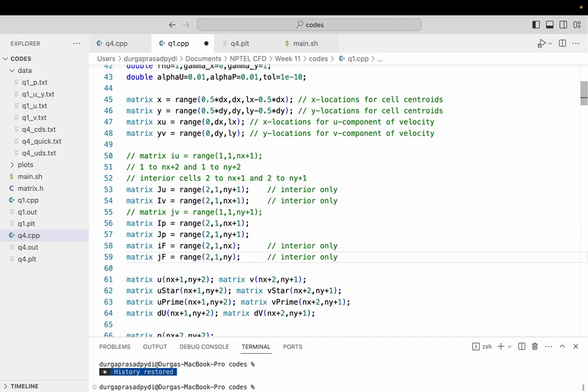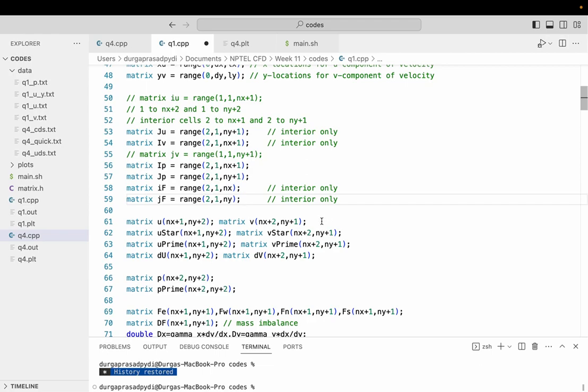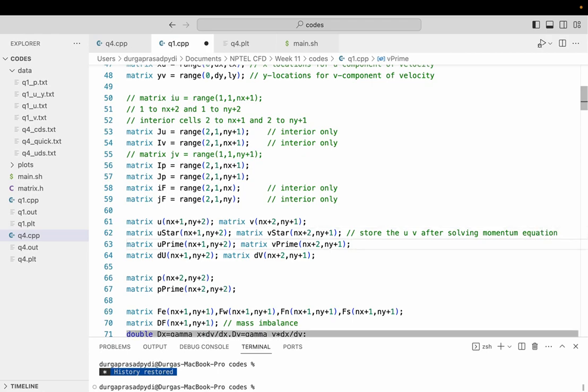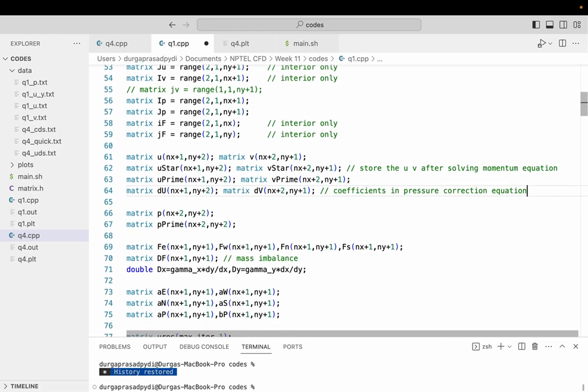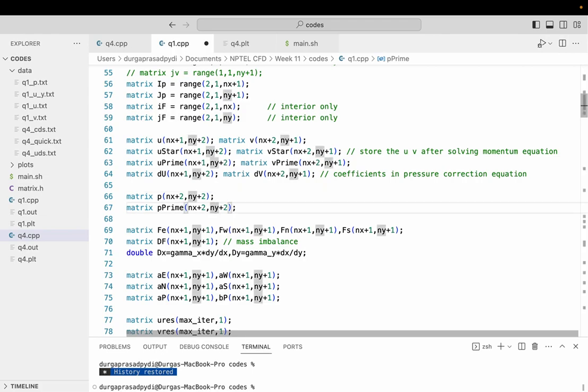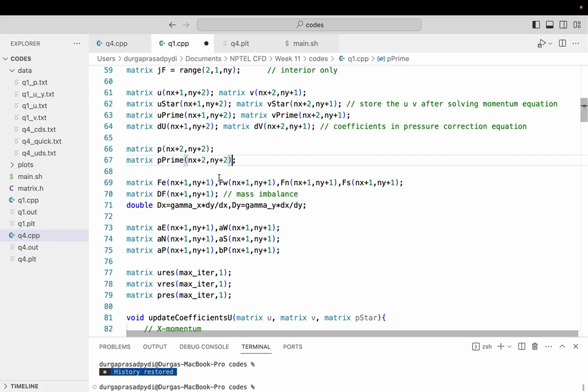Now I've just displayed some variables that you will be using: U, V, U star, V star. U star, V star are essentially to store the U and V after solving the momentum equation. U prime, V prime are your velocity corrections. Du, dv are the coefficients in the pressure correction equation. P is your cell pressure and P prime is your pressure correction. So dF is your mass imbalance term.